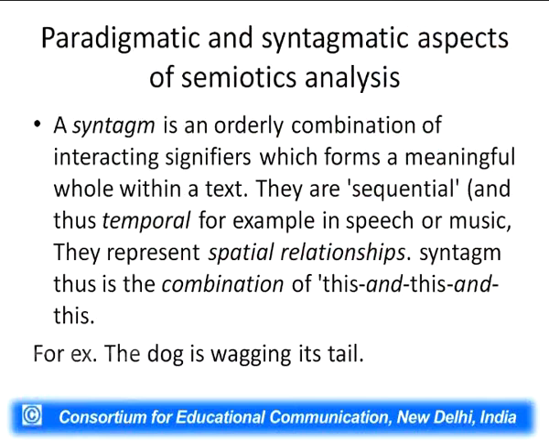The verb is there, wagging is the verb, its tail is the noun. So we have placed them in a particular sequence in which we have formed this sentence. First the dog is wagging its tail. So we have a sequence, and it moves starting from the dog and ends with the tail. So this and this and this, this is the metaphor that goes with it.